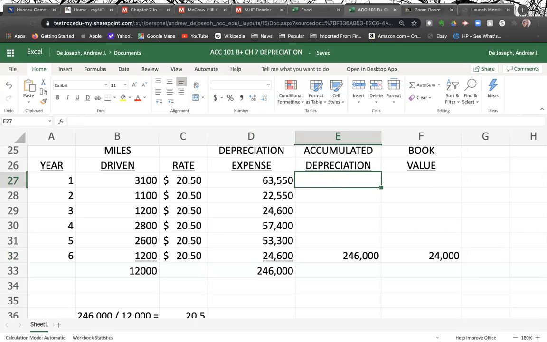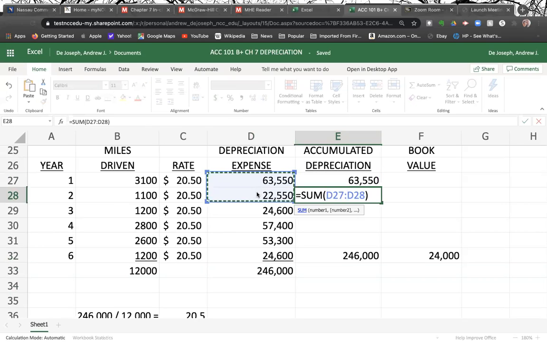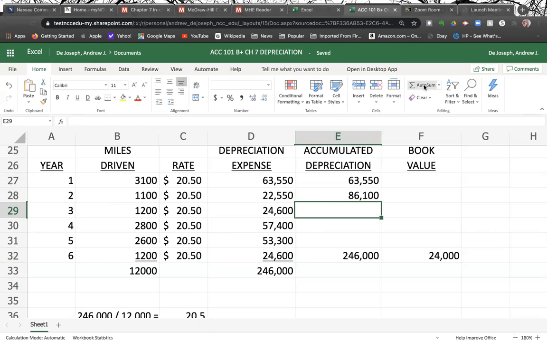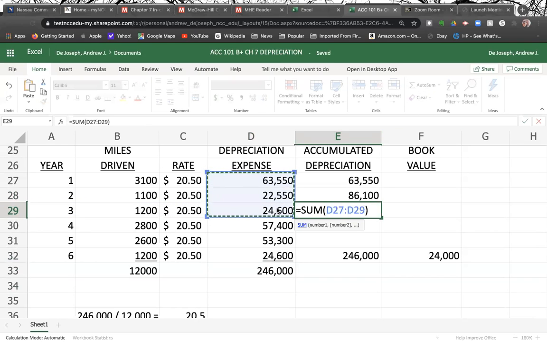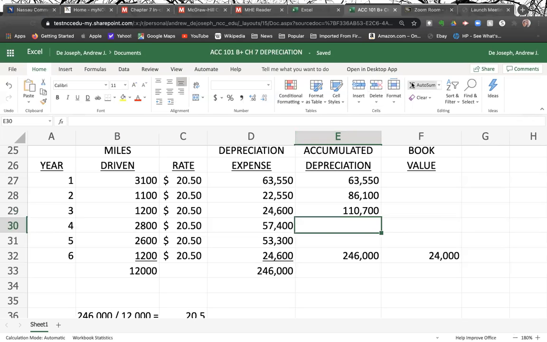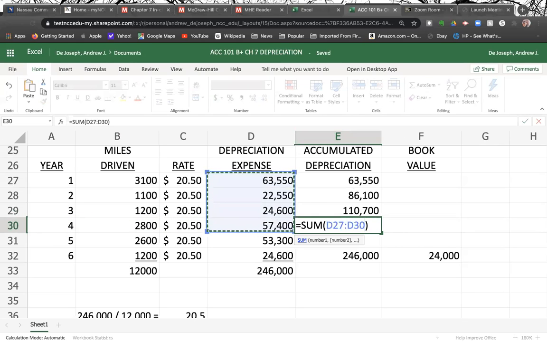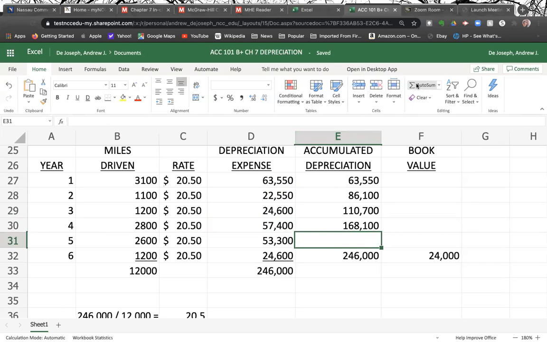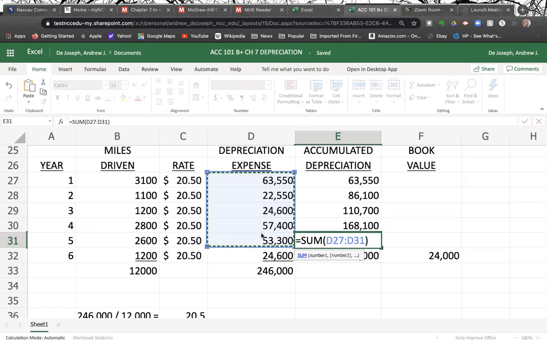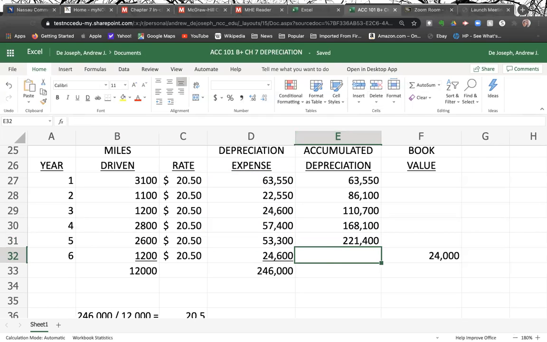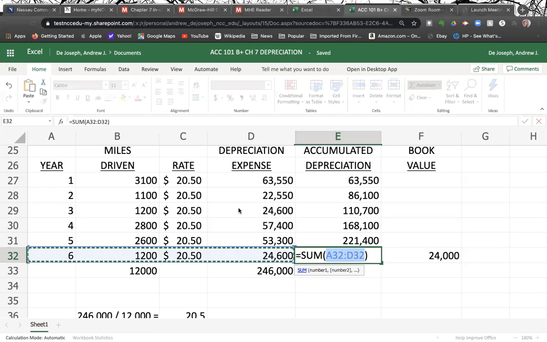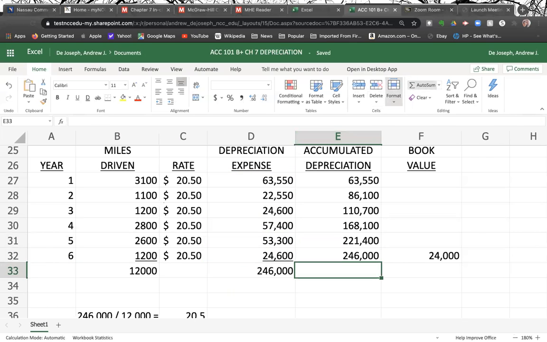What's accumulated depreciation? Well, you just got to add the years together, right? So second year, third year, fourth year, fifth year, and sixth year, let me get rid of this and make sure I did it right. Right, 246.